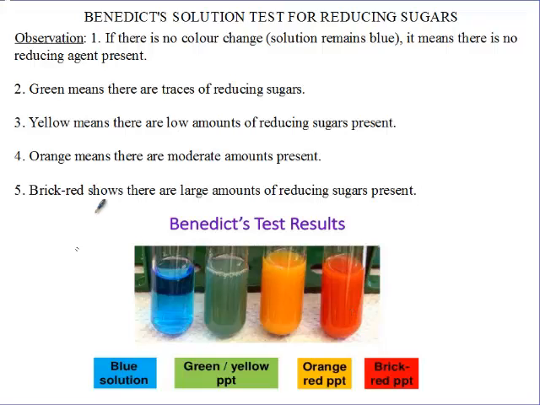So in our observation, if there's no color change, if it still remains blue, no reducing sugar is present. A green or yellow precipitate will tell us that there are very small amounts present. An orange color will give us moderate amounts present, and then a brick red will show us that there are large amounts of reducing sugars present.